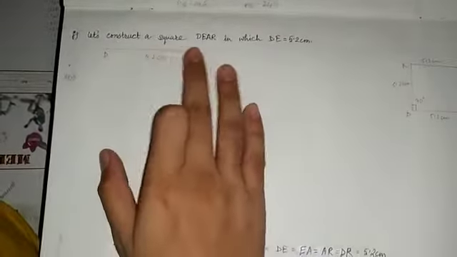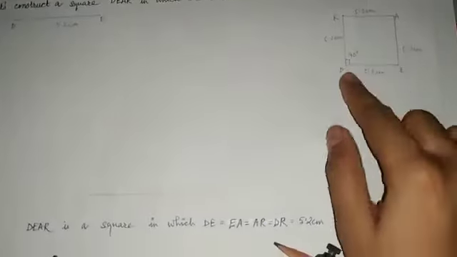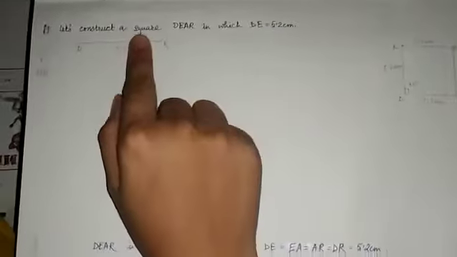Now you can see the next question is question number F. Okay, we are doing question number F at first. Let's construct a square DEAR in which DE equals 5.2 centimeter. DE equals 5.2 is given and it is named as square.